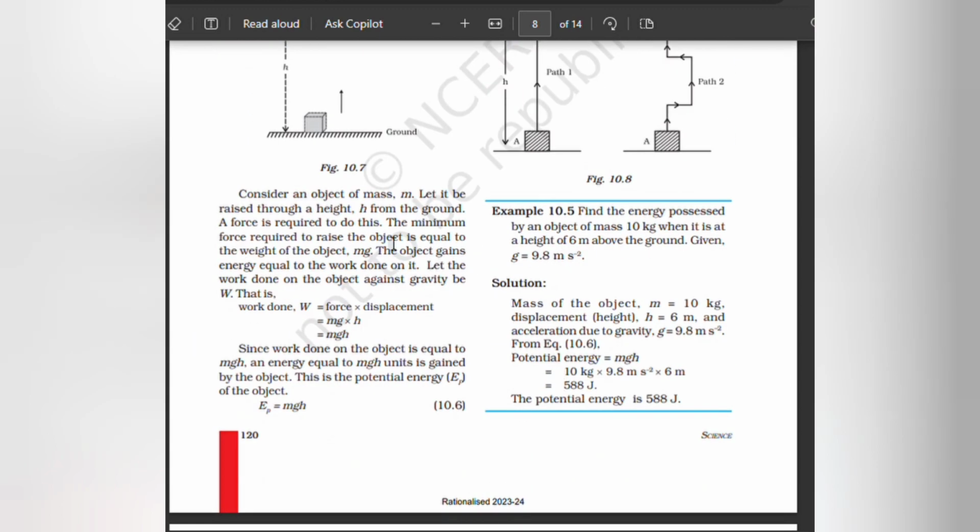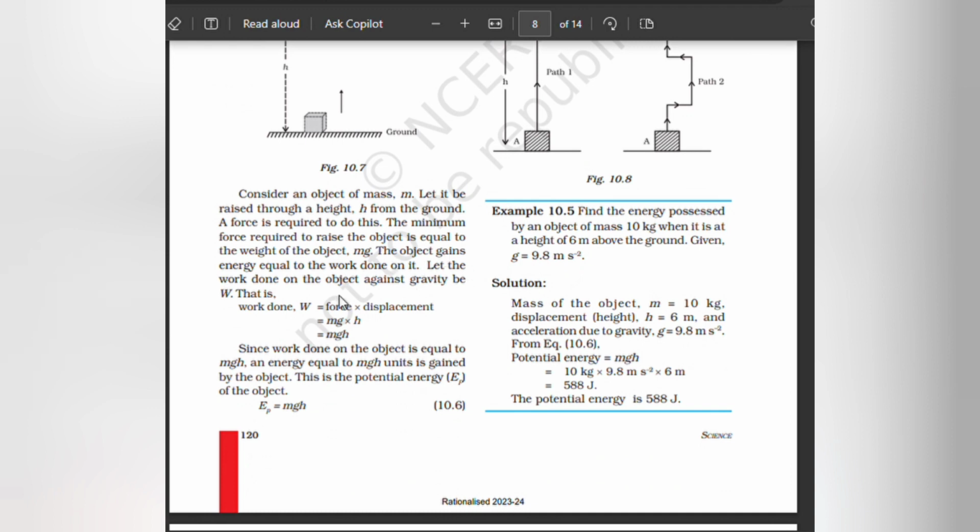Consider an object of mass m. Let it be raised through a height h from the ground. A force is required to do this. The maximum force required to raise the object is equal to the weight of the object, mg. The object gains energy equal to the work done on it.